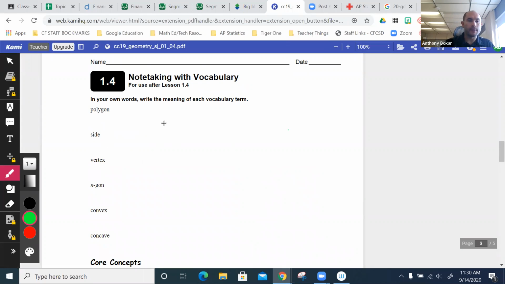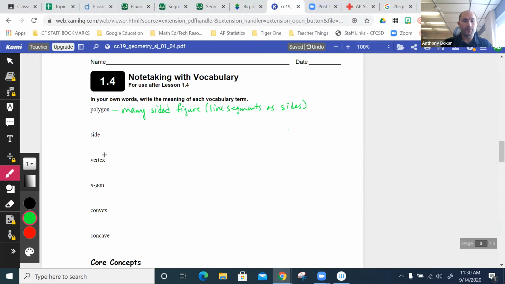A polygon stands for many-sided figure. The deal is though, for the sides of a polygon, you have to have line segments. We're going to see some examples here in a second. So you'd have to have the line segments. So there are no curved edges on a polygon.